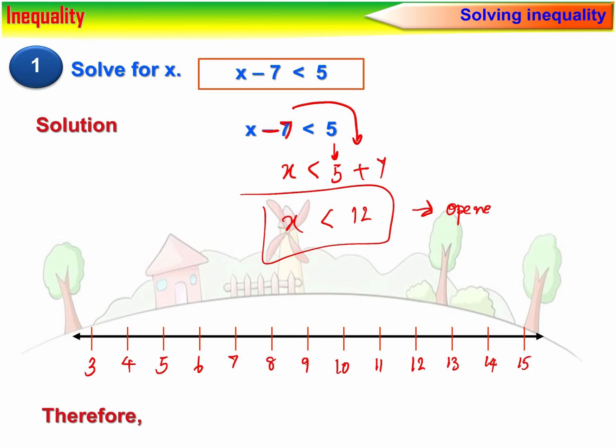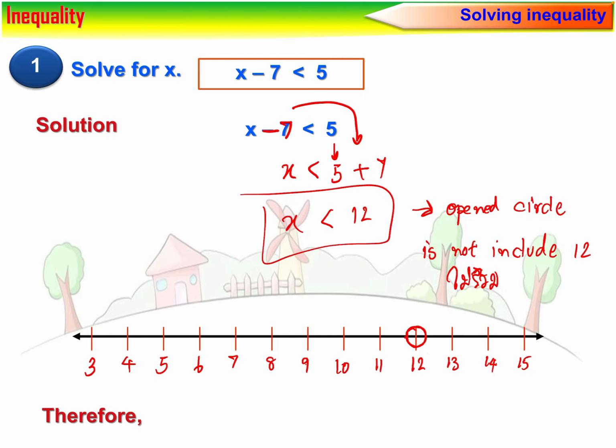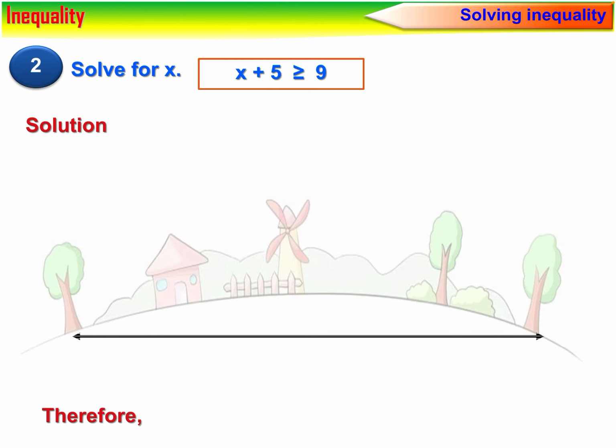X less than 12, you use open circle at 12 because it does not include 12. Then less than, you need to use a different color of pen, make the arrow to the left hand side, because it's less than.